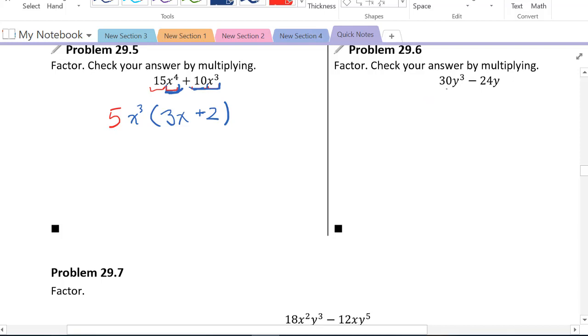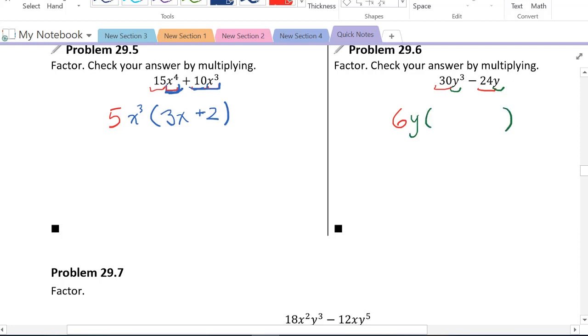So the next one, again, we're going to look at 30 and 24. What's the largest number that can go into 30 and 24? It's going to be 6. Okay, so I can pull out a 6. And now let's look at the variables, right? I have a y to the third, and I have a y. So which one's the smallest power variable I can take out? Y to the 1, right? That's the smallest one. So I'm going to take out a y to the 1.